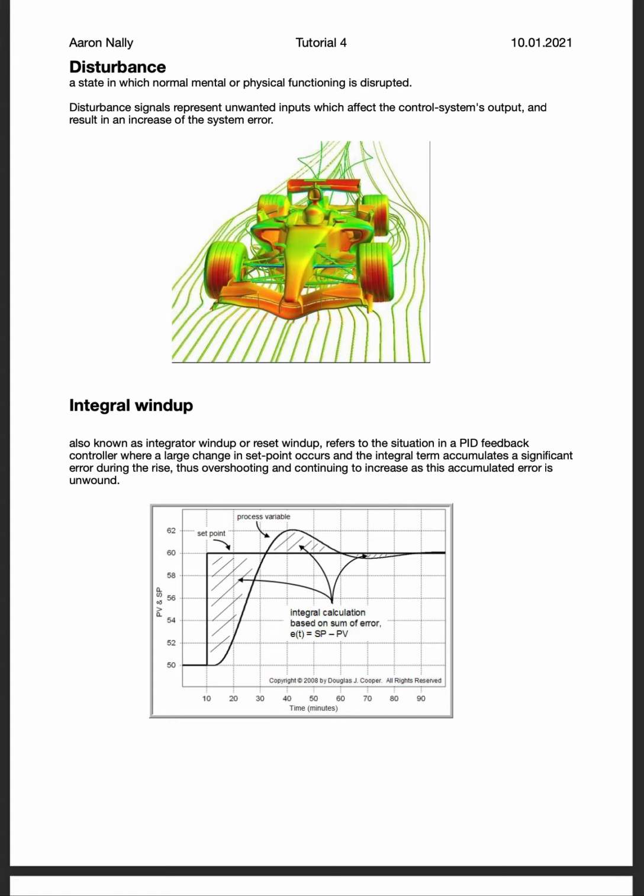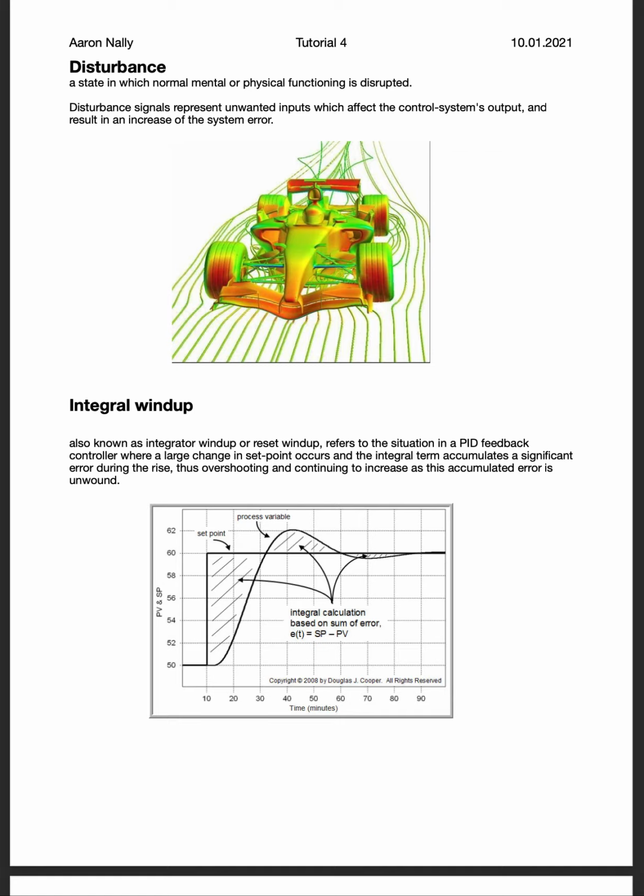So disturbance. Disturbance is a state at which normal mental or physical functioning is disrupted. A disturbance signal represents unwanted frequencies which affect the control system's output and result in an increase in system error.